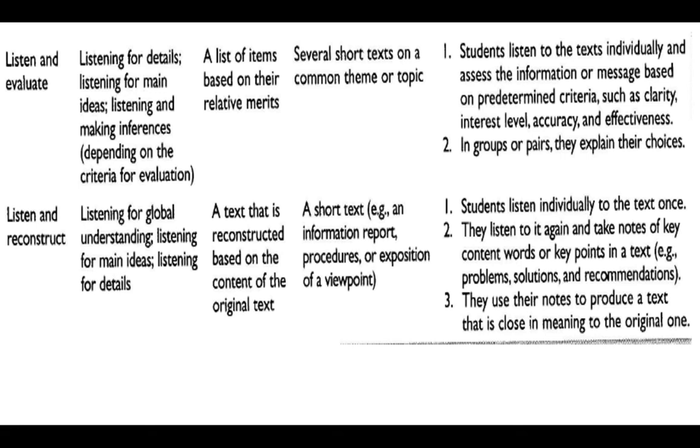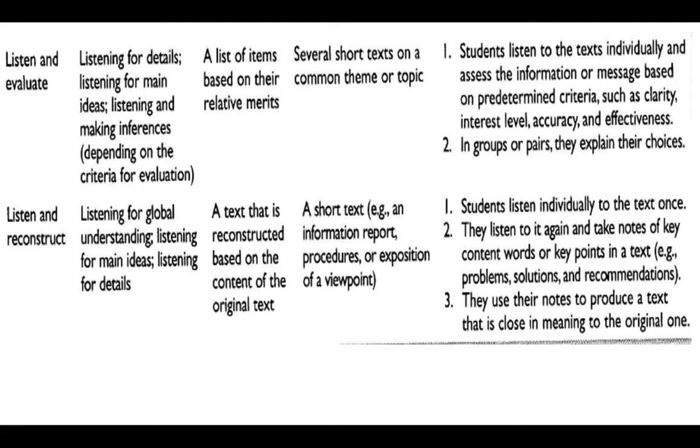So here, first, the students listen to the text individually and assess the information or message based on predetermined criteria such as clarity, interest level, accuracy, and effectiveness. And then the second step, students get into groups or pairs and compare their choices. So really they are evaluating what they have been given. So they listen and then evaluate.